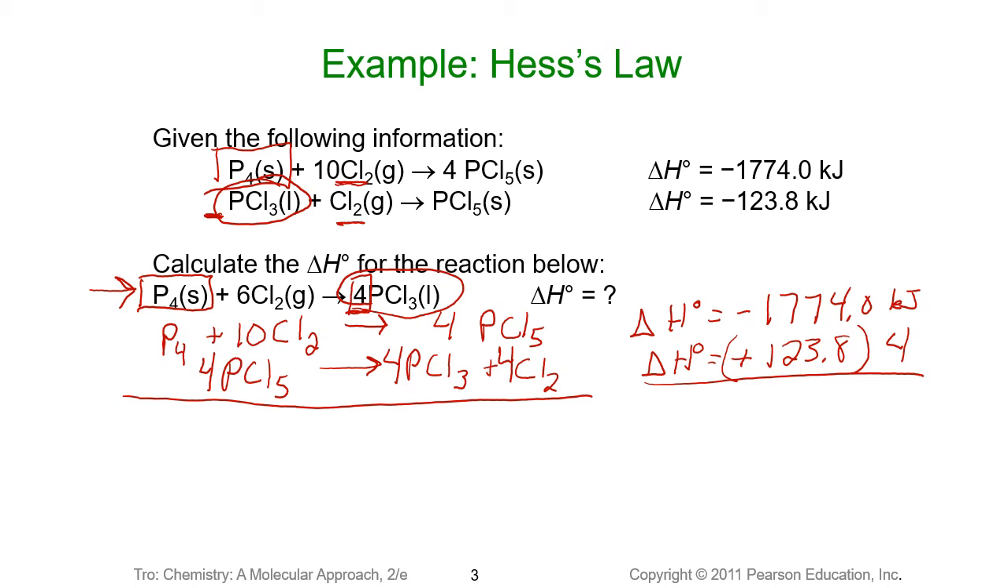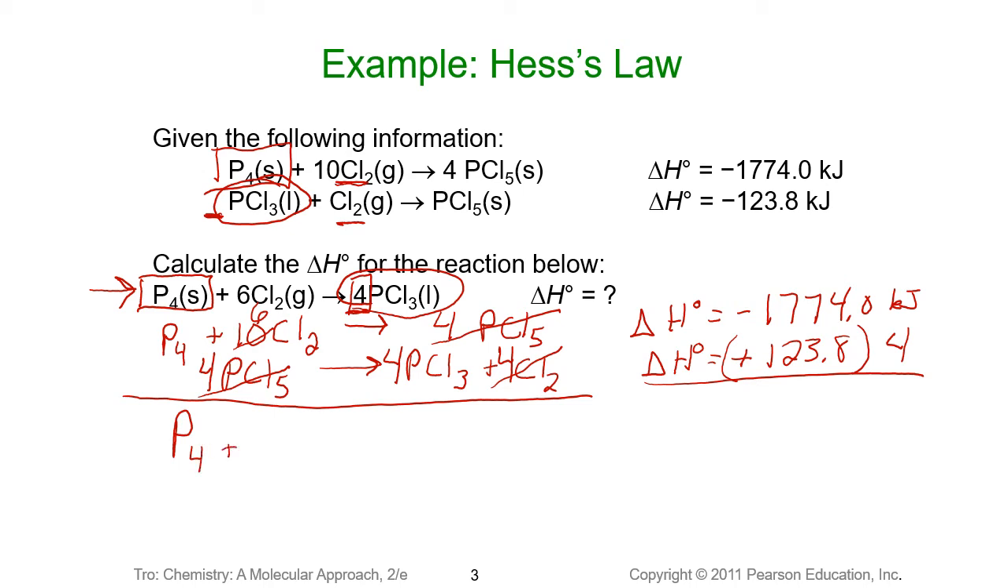So the 4 PCl5 is on the reactant side, but it is also on the product side. So that means it is going to cancel. We have 10 Cl2 on the reactant side and 4 Cl2 on the product side. So in order to combine the like terms, that is going to result in 6 chlorine. Essentially, we're subtracting 4 chlorine from each side, very much like you would do algebra.